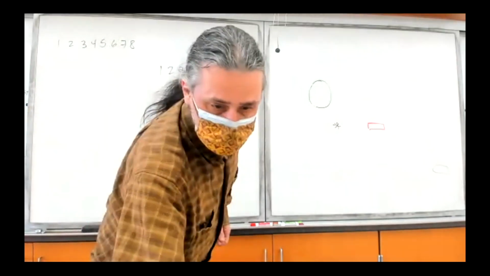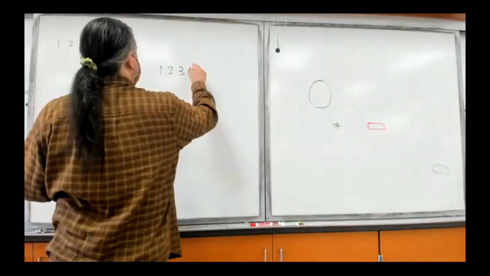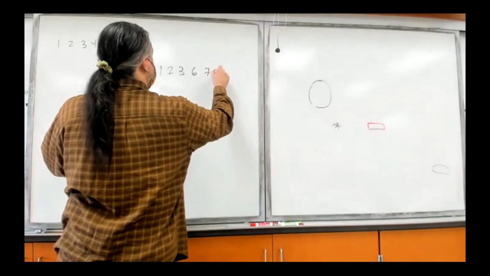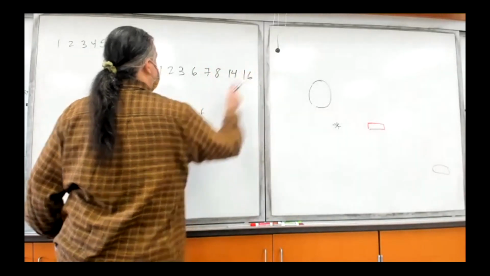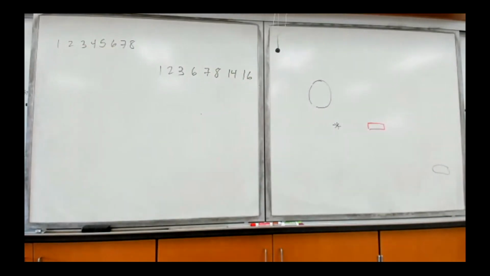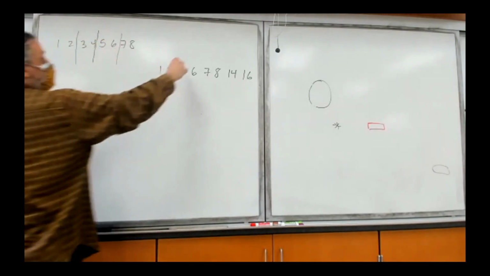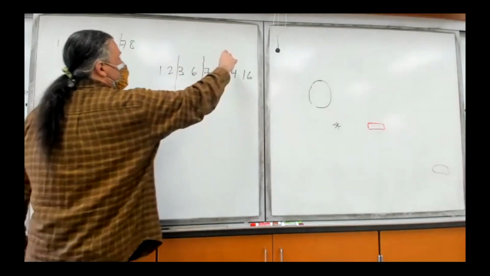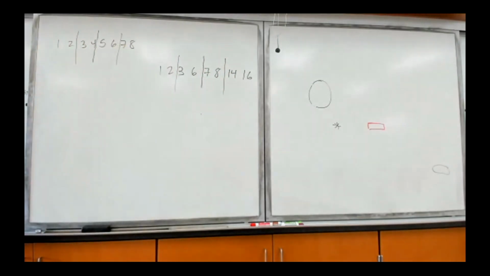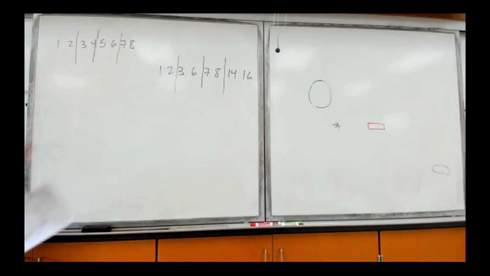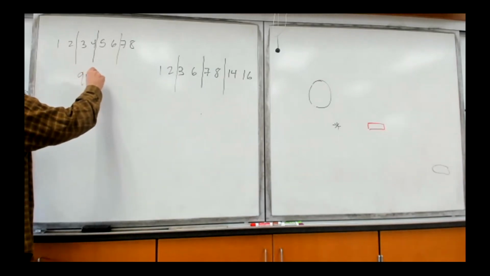Make sure, and then 6, and then 8, 7, and then 8, and then 14, and then 16. Okay, so notice these are 8 numbers, but the values are different. If we cut these into 4 groups, that's called quartiles. That's what that's called.